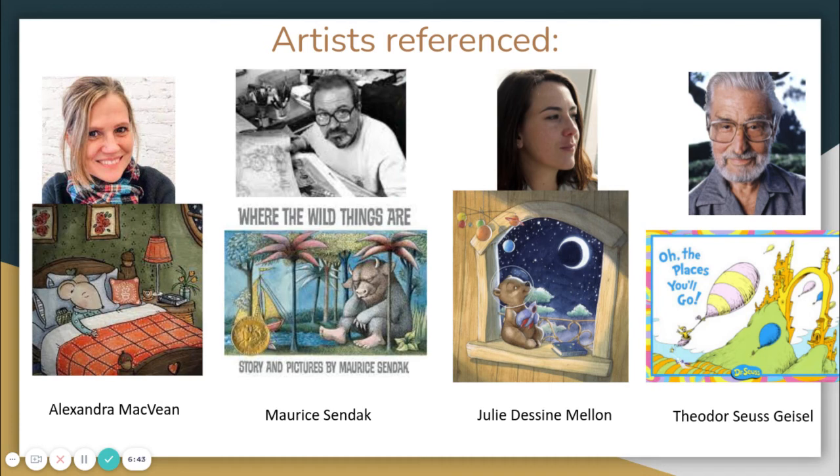I do talk about illustrators a lot within my classes. You could also include other children's book illustrators if you chose to. These aren't specific to just this lesson or this unit.